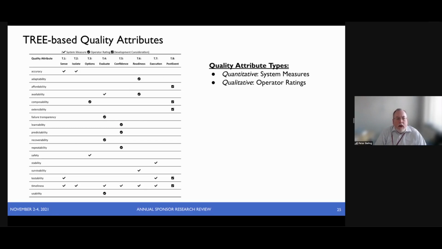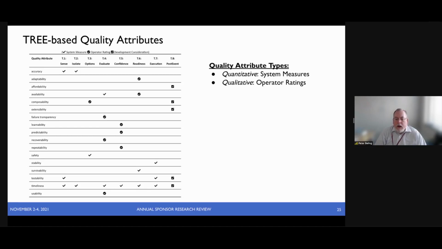So I think this is my last slide before transitioning. One thing that we've thought through is, as one sits down to try and write requirements associated with operational resilience, how will we know that we're covering what we need to cover? And the forest framework by itself with the trees is meant to provide something of an answer there, that you need to consider sensing, isolation, evaluation, confidence, readiness, and so on. And each aspect of the forest framework needs to be considered.